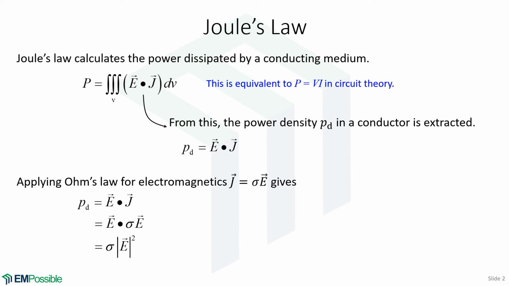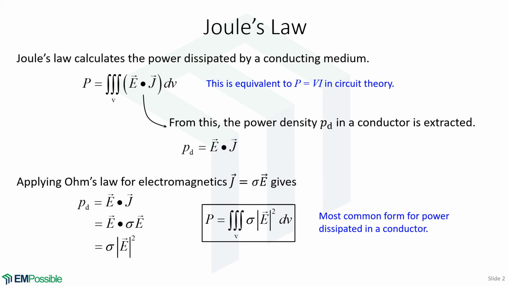electric field. So in summary, the total power being dissipated by a conductor is a volume integral of the conductivity times the magnitude of the electric field squared. And we can take away from this, the sigma times the electric field squared is the power density of what's being dissipated by a conductor.